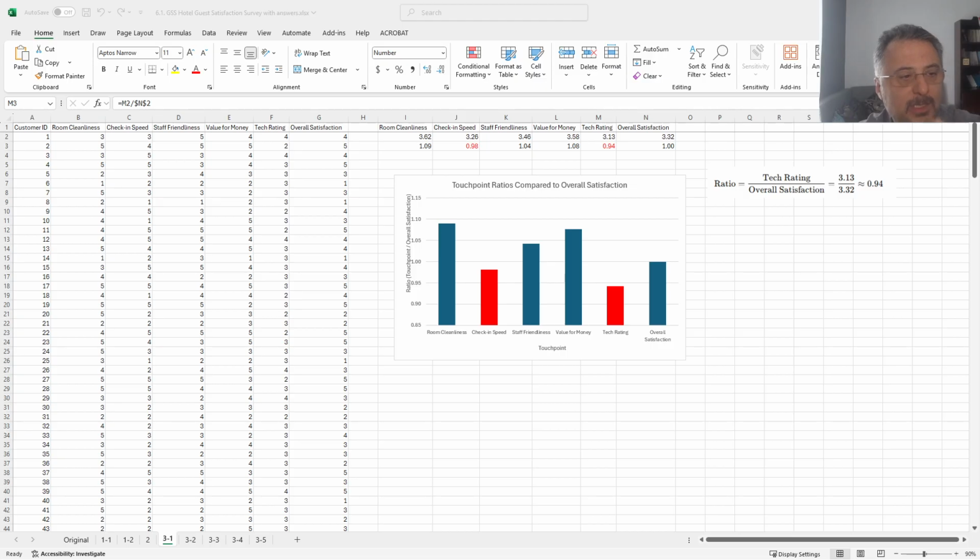Let's look quickly at each of them. Room cleanliness, for example, 1.09, right? So room cleanliness exceeds overall satisfaction by 9%, which makes it a strength. It indicates that customers find this touch point better than the overall experience. Check-in speed is a little bit less, underperforming marginally, but it's still an area to monitor and improve if further data shows a consistent trend. Staff friendliness is good, value for money is good, but tech rating, like I said, underperformed.